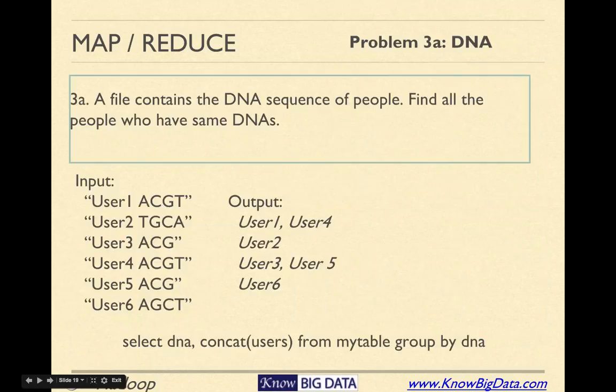The third one is comparatively simpler. Yeah, Mahesh has some question. Okay, he's saying yes. All right. The third A is a simpler question. A file contains the DNA sequence of people. Find all the people who have the same DNA. I think everybody must have done this one.